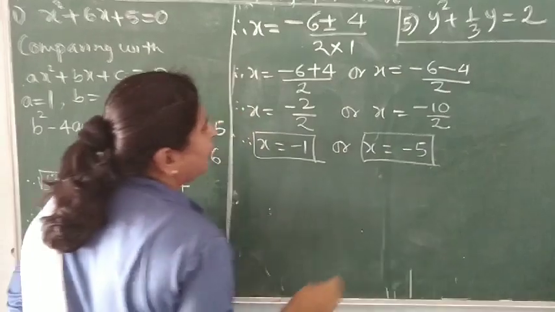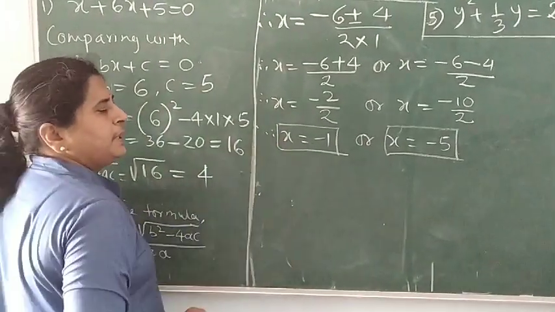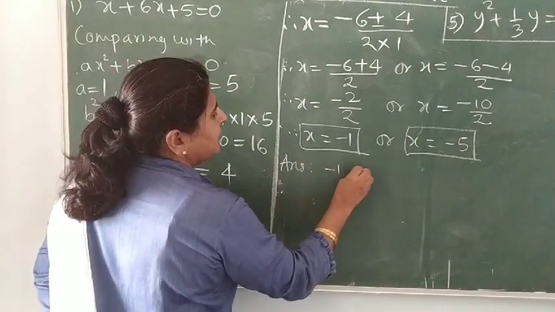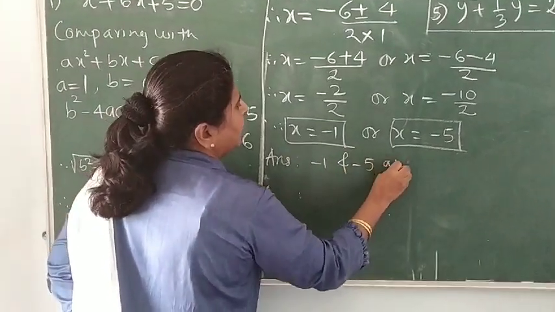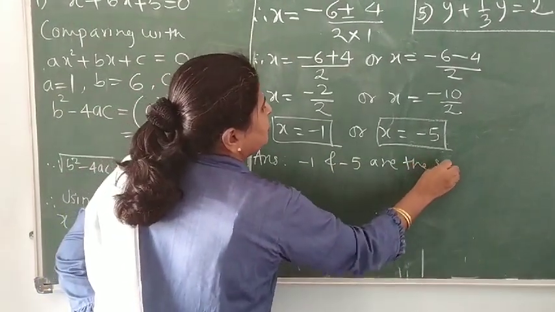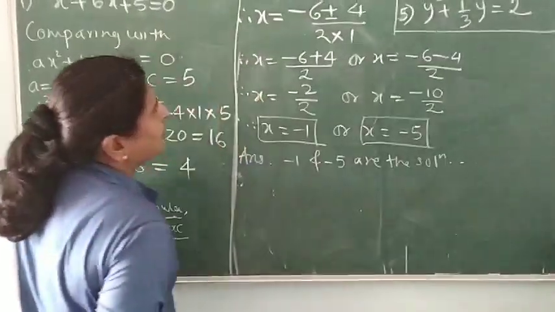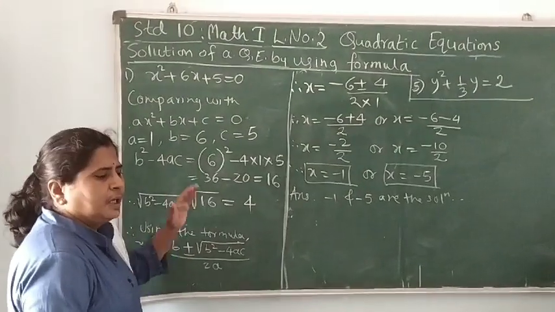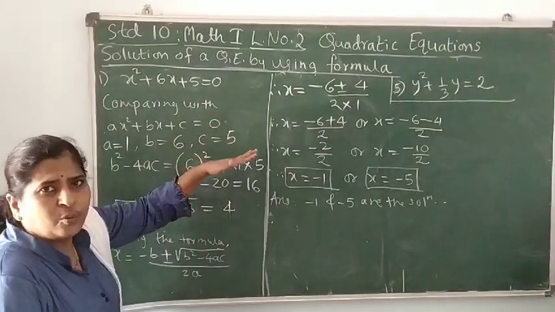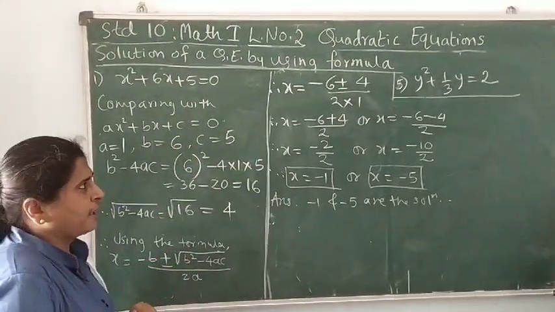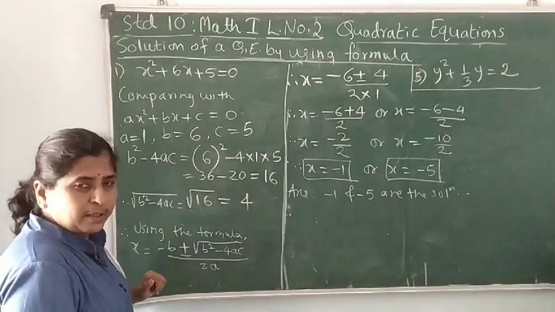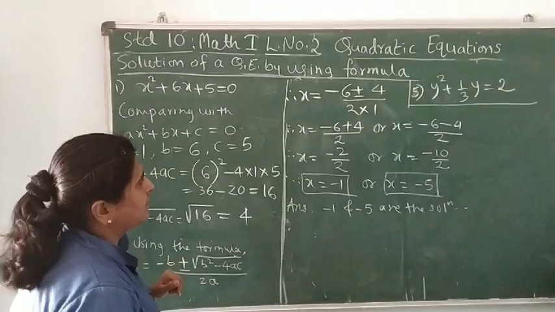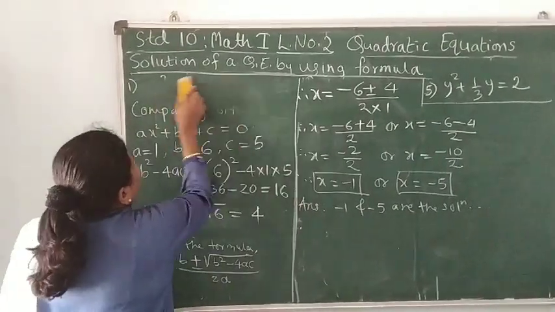So here you have got two integers as answers. So the solutions of this quadratic equation are minus 1 and minus 5. It means that this equation can be solved by the factorization method also. But it is given for us to solve by formula, so we have solved it by formula. And one last sum I would like to explain, that is the fifth sum. Let's do it.